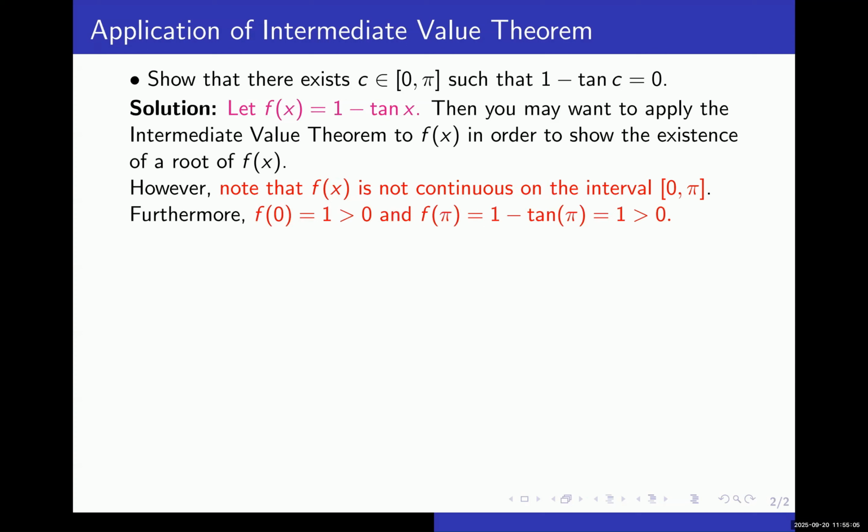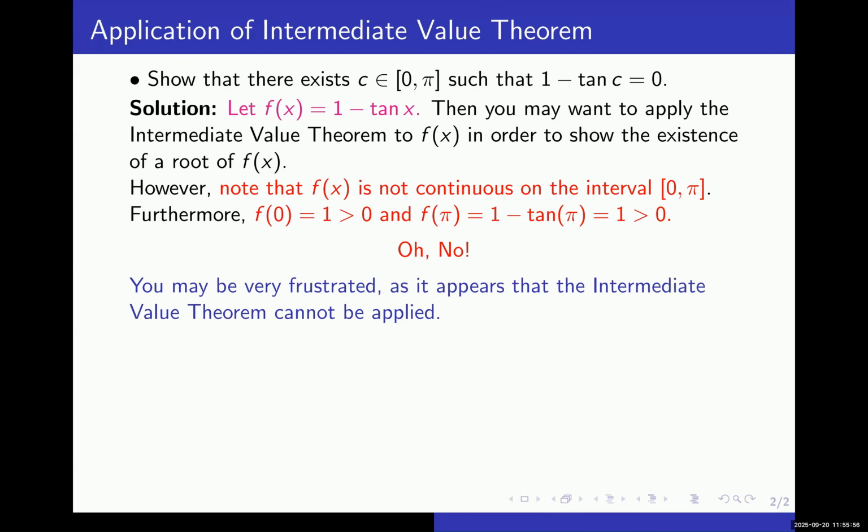And another problem is that when you plug in 0, then you have 1, because tangent 0 is equal to 0, so f(0) is equal to 1, which is positive. And you may want to have f(pi) be negative so that you can apply the intermediate value theorem. But unfortunately, f(pi) is equal to 1 minus tangent pi. Tangent pi is equal to 0. So that's 0, that's 1, still positive. So you have both problems to apply the intermediate value theorem. Oh no.